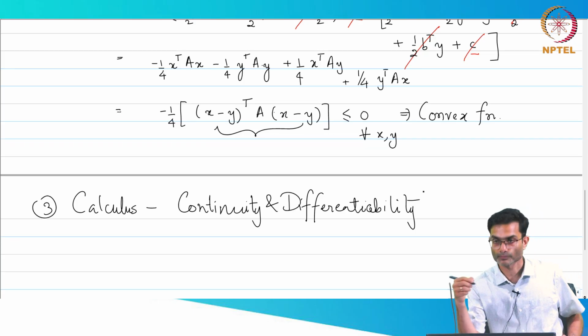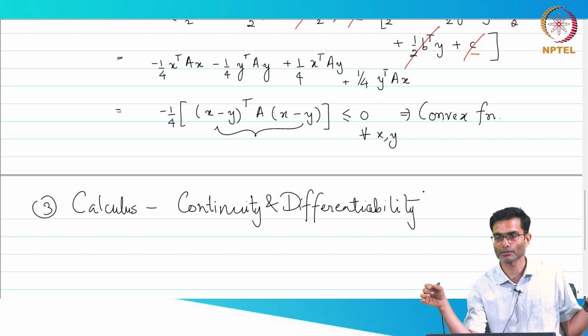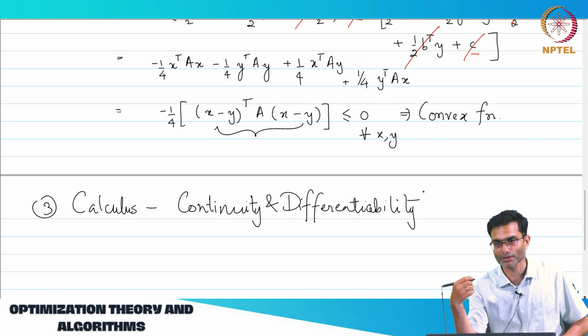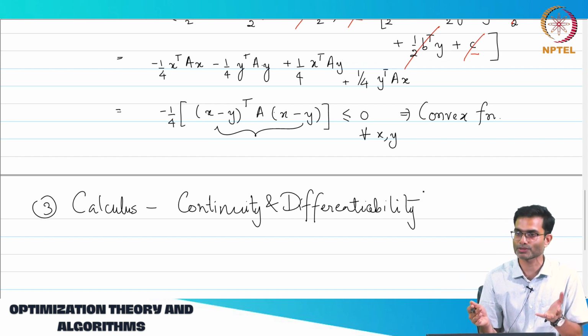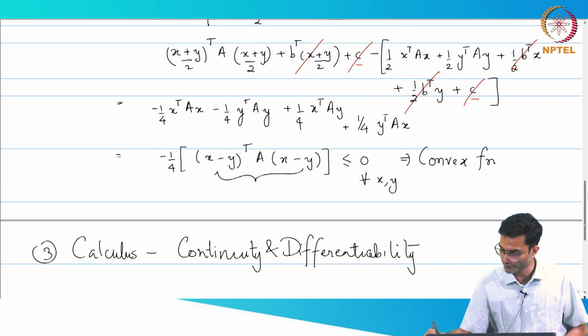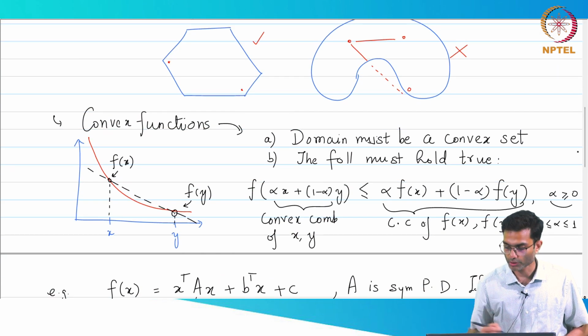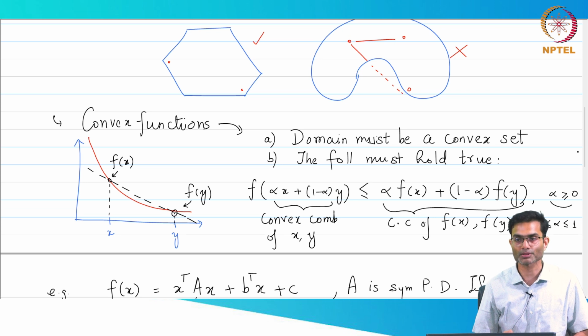Yes, question. The domain must be a convex set. That we don't need to explicitly check. You have to check it. In this case, the function is defined over the entire real R^n, so it's already convex, right? But in general, your function may have a limited domain, so you would have to first check, because when I wrote down the definition of a convex function, point A was that the domain must be a convex set.